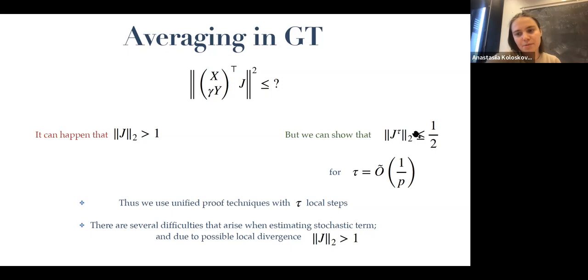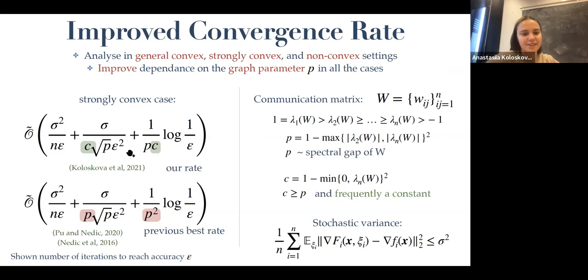And okay, it's still not so easy even if we use that. The stochastic term is still different. Also, because it's not even equal to one, this norm can be bigger than one, which also imposes some difficulties. But using this idea, we analyzed this gradient tracking algorithm, and we managed to improve its convergence rate.